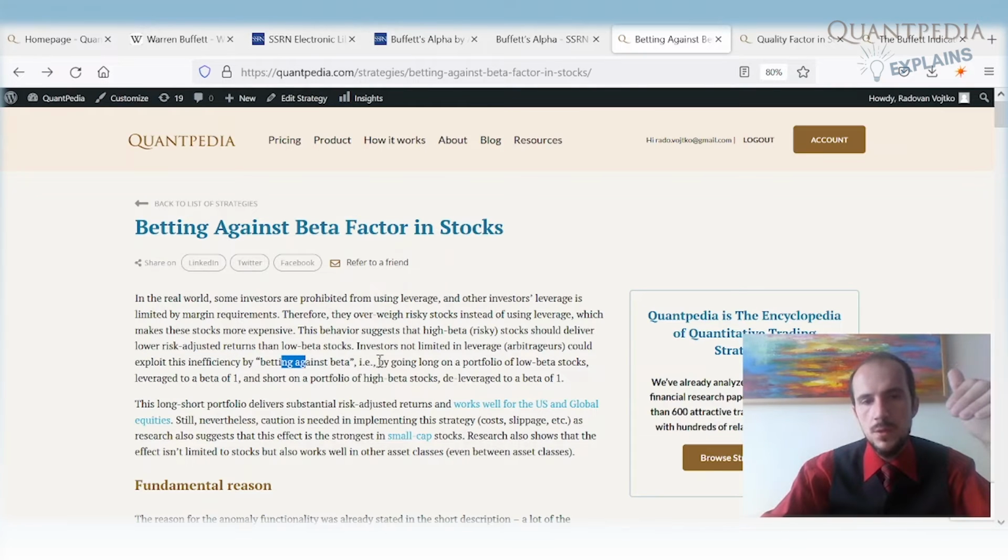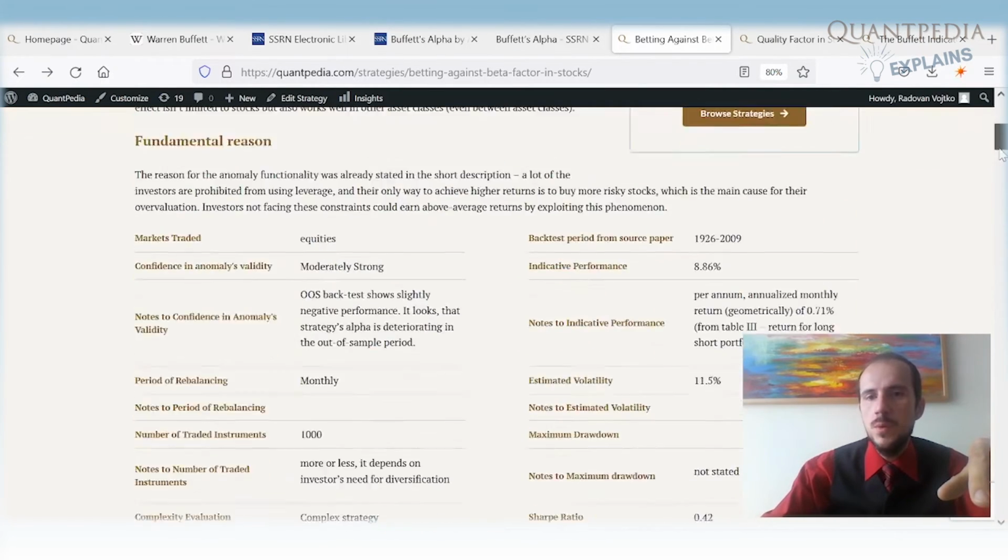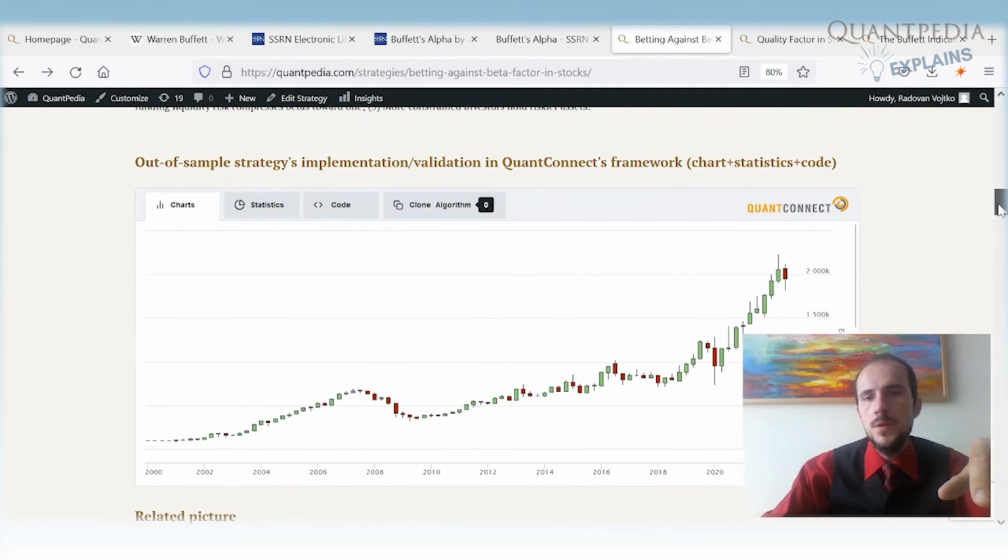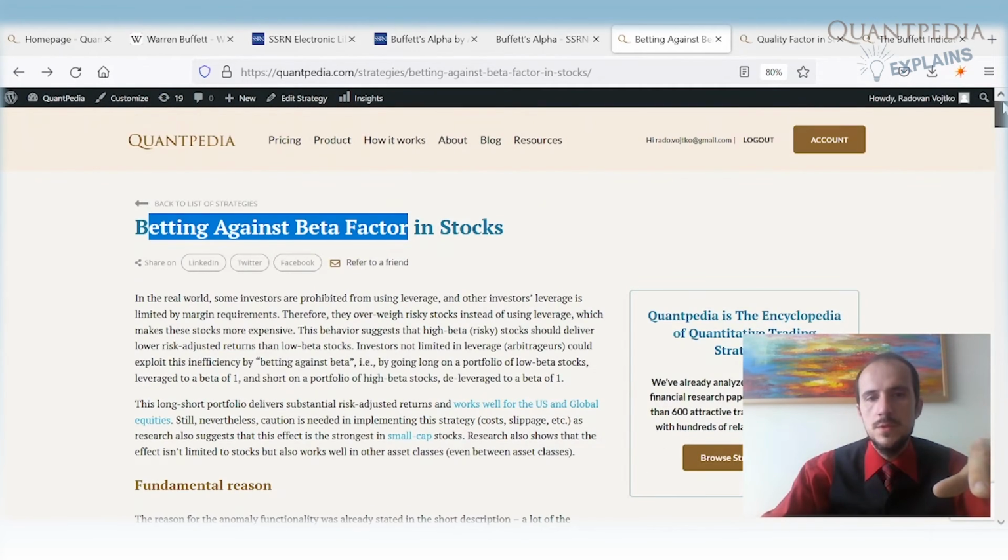So it means we can go long on a portfolio of low beta stocks, and use leverage to get to a beta of 1, and we can short the portfolio of high beta stocks, so high risk stocks, which is deleveraged to a beta of 1. And that's exactly what Warren Buffett is doing. He is buying the low beta stocks, but he has access to very cheap leverage from his insurance company. This betting against beta factor works very well over the long term, so the performance is really interesting.